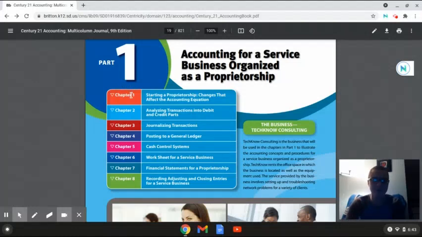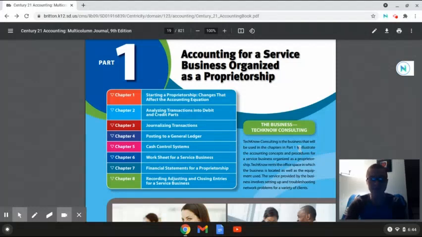So now I will be going over the different chapters with you guys. In Chapter 1, we will be learning about how to start a proprietorship and also changes that affect the accounting equation. In Chapter 2, we will be learning about how to analyze transactions into debit and credit parts. In Chapter 3, we will be learning about how to journalize transactions. In Chapter 4, we will be learning about how to post to a general ledger. In Chapter 5, we'll be learning about cash control systems. In Chapter 6, we'll be learning about a worksheet for a service business. In Chapter 7, we will be learning about financial statements for a proprietorship, and in Chapter 8, we will be learning about how to record adjusting and closing entries for a service business.